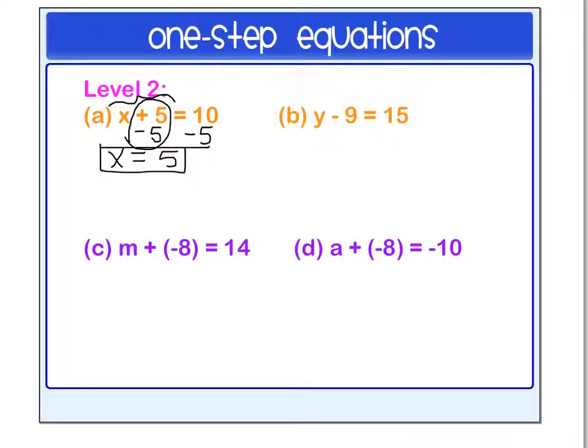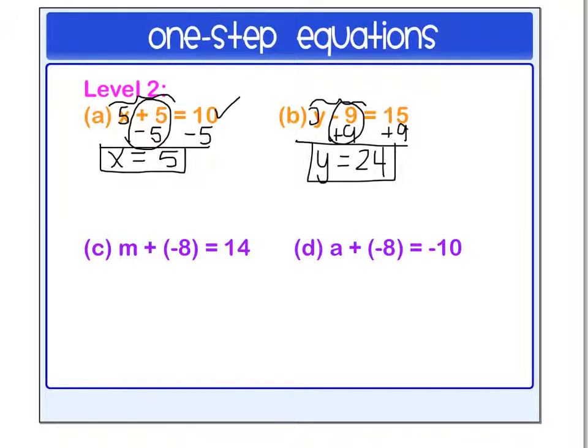If I want to check over my work, I'm going to plug it in, and 5 plus 5 does equal 10. On problem B, when I look to my variable, I've got a minus 9 attached to it. To undo a minus 9, I'm going to add 9 to both sides. Since they're opposites, they give me 0, so I'm left with y equals 24. I'm going to plug it in to see if that works, and 24 minus 9 does give me 15.